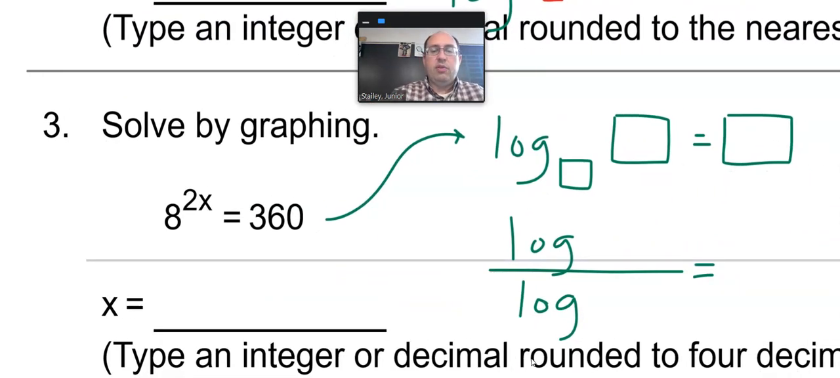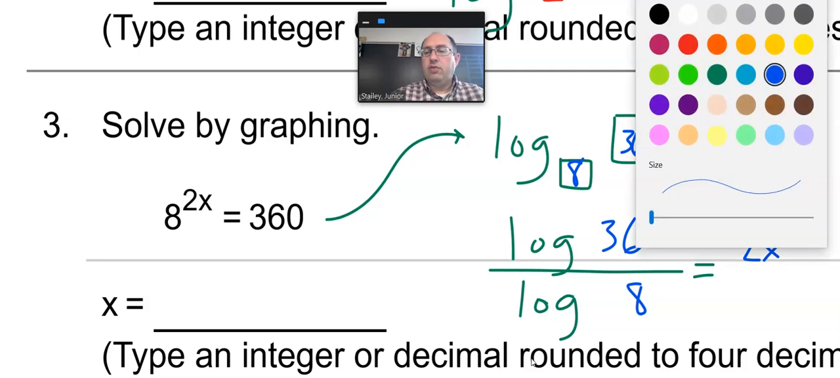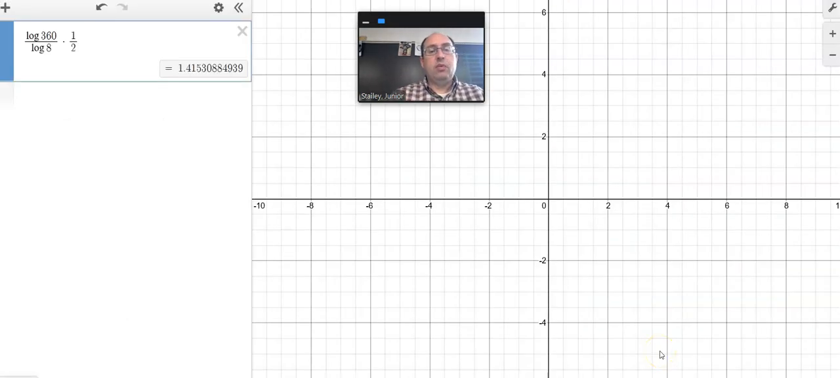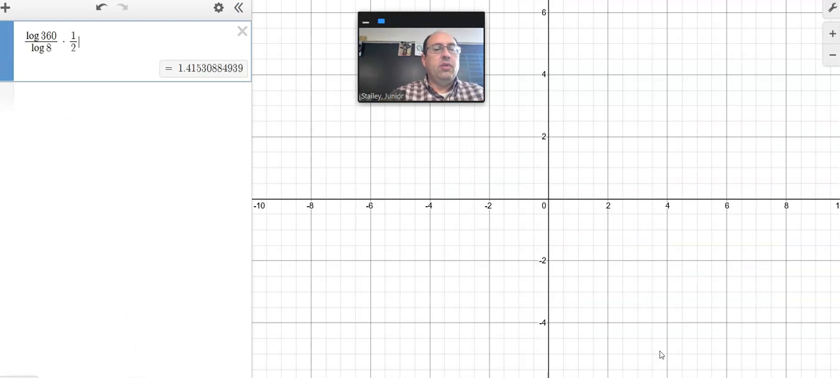Okay, moving on down the road, right? Base is 8. Exponent is 2x. That leaves me with 360 remaining. Change of base. Log of the argument over log of the old base equals 2x. And, of course, we are going to divide by 2 or multiply by 1/2, whatever the case may be. So, go back to the calculator, type it in. Okay. Got 1.4. 4 decimal places. Gee whiz. Why are they doing this to me? 4153.